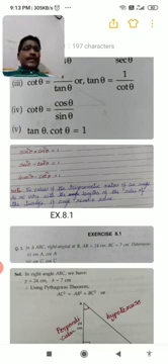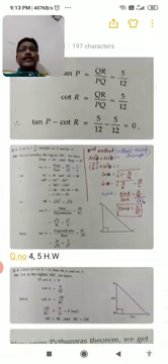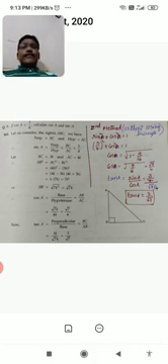Clear? For example, I am going to question number 3 here in the textbook. You observe here. If sin A equal to 3 upon 4, you know sin A equal to perpendicular side by hypotenuse. I mean two sides are given. Clear, two sides are given.